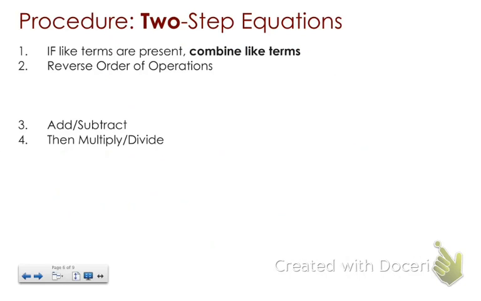Alright, so when we have two-step equations, the first thing you need to do is combine any like terms that are present. If they're there, that's the first thing you have to do. Then we're thinking reverse order of operations. So our PEMDAS, instead of going parentheses, exponents, multiplication, division, addition, subtraction, we go backwards. So we are going to add and subtract before we multiply and divide.